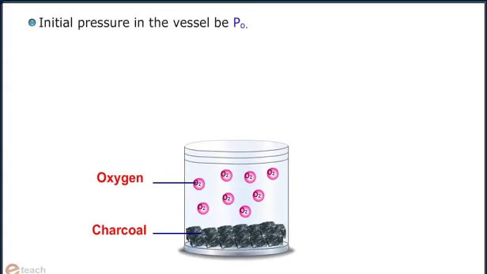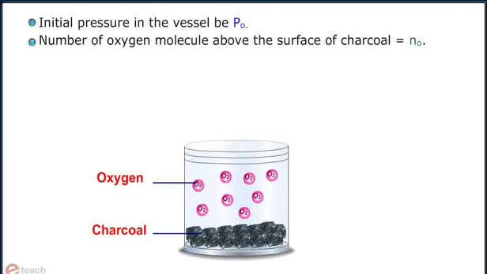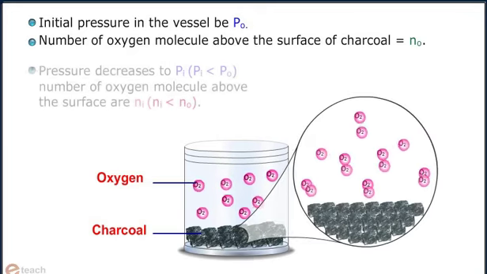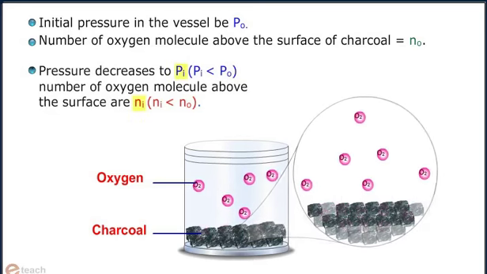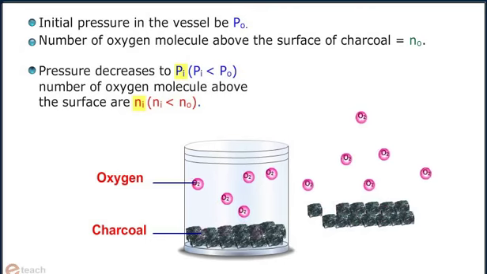Initial pressure in the vessel be P0. Number of oxygen molecules above the surface of charcoal equals N0. Pressure decreases to Pi, and note that Pi is less than P0. And also the number of oxygen molecules above the surface is Ni, and Ni is less than N0.